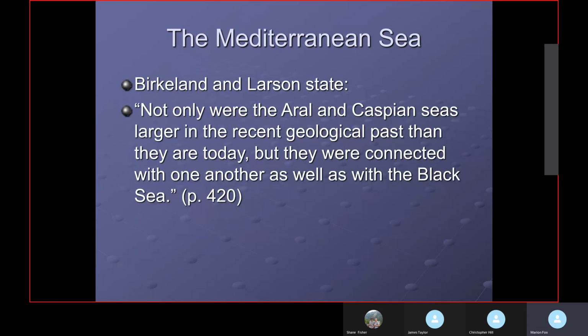Birkeland and Larsen state, "Not only were the Aral and Caspian seas larger in the recent geological past than they are today, but they were connected with one another as well as with the Black Sea." So all of these were connected together in the past. And again, there's sufficient evidence to back that up. I believe these lakes were filled with melting ice, that the ice was dammed in the north and flowed into these lakes, filled them up with ice water. That'd be fresh water, of course.